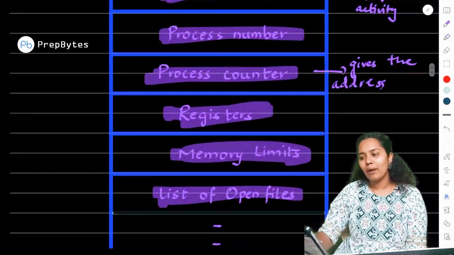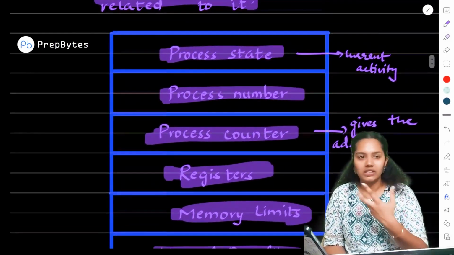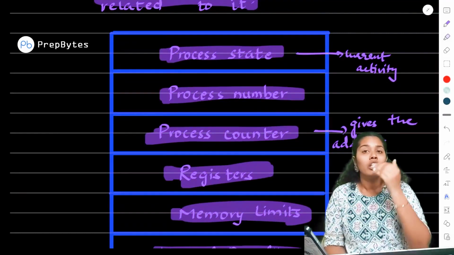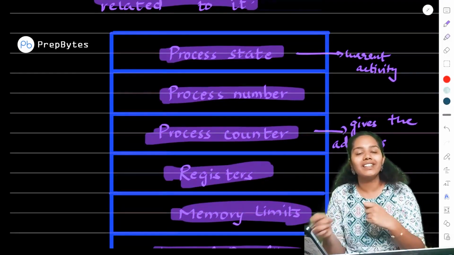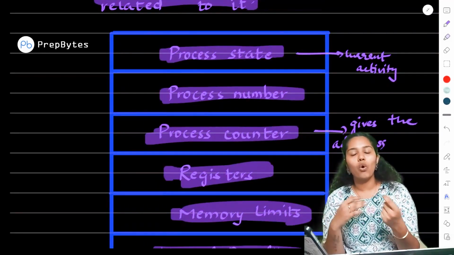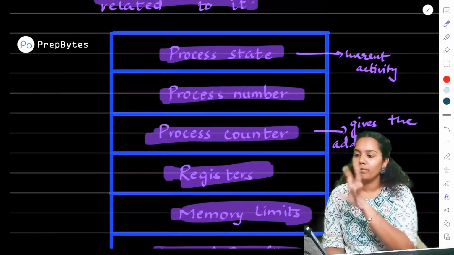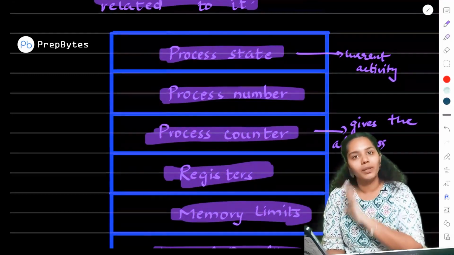So this is all about the PCB. Other than that, we are going to learn process states and more. You can simply say that a process control block is an I-card of a process, as we have all our ID proofs. So the process control block is an ID proof of the process.